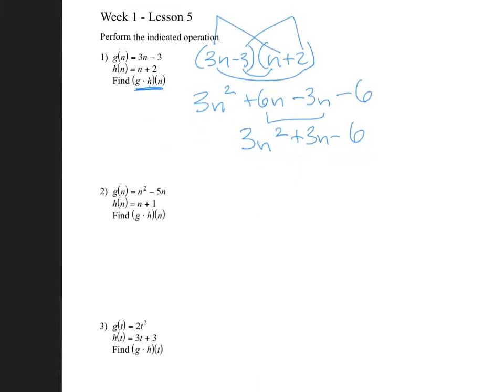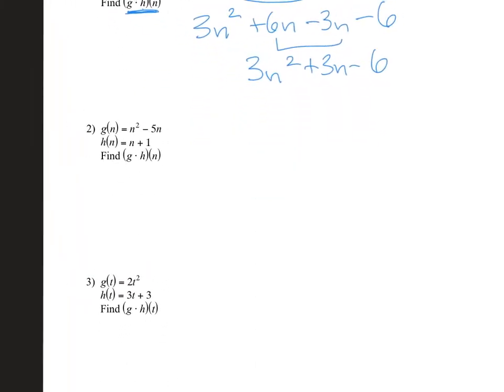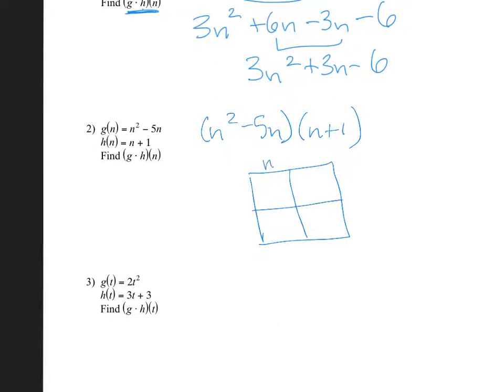I'm going to show you another way just in case. So this problem, number 2, it's also asking you to multiply g and h, right? It's still a multiplication problem. So let me write this one down. This is n squared minus 5n times n plus 1. Now another way, again, using sort of an area model, you can multiply binomials together. So you take one of the binomials, put it across the top, the other binomial, doesn't matter which one, along the side, and then you just multiply row and column.